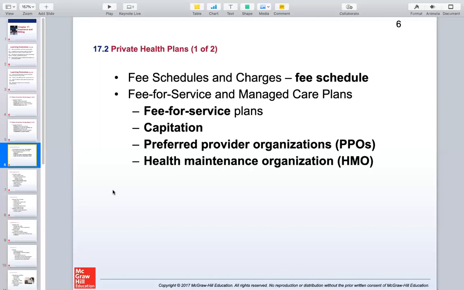Banner has facilities all over the valley, and they have their own network. They have their own third-party plan. So how that works is that they become an employee of the organization, and then they're paid at a specific rate as well.